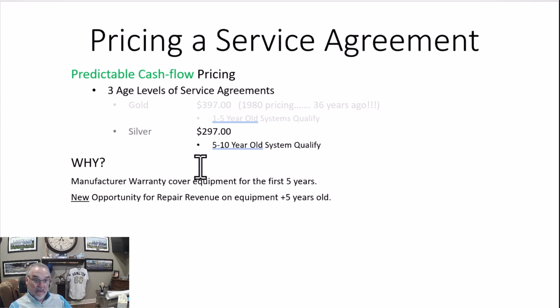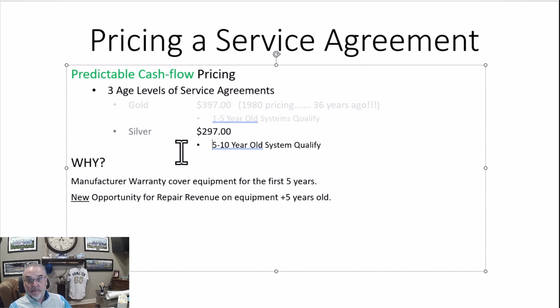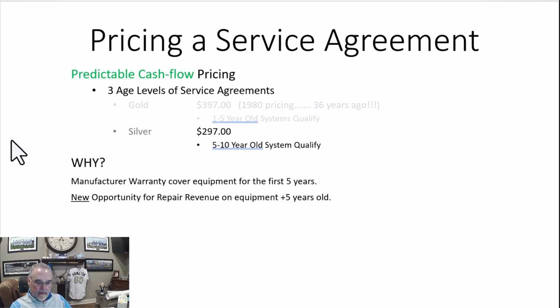So to make money on servicing the equipment, that's why the price was $397, because there were no parts. They had to get that $397 for the year for the cleaning. Now understand, that was 1980. With silver, you're going to get the repair parts in Ron's process here. You're going to get the repair parts, but now the cleaning is going to be $297. But now the company's going to get the repair parts over the 5-year-old systems.